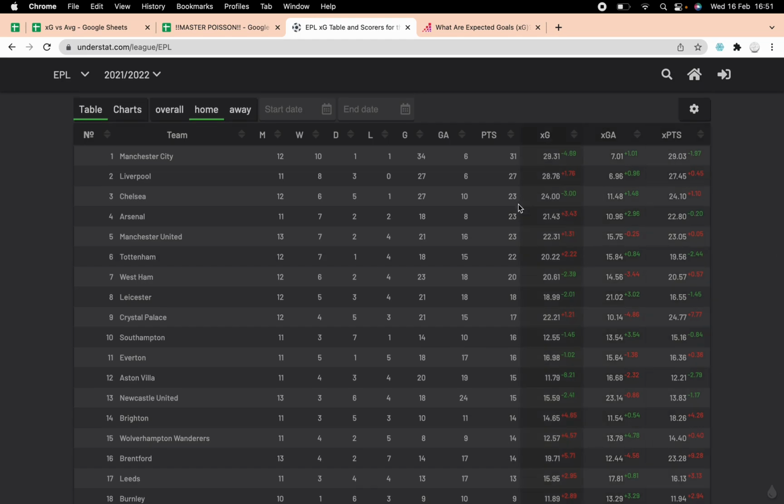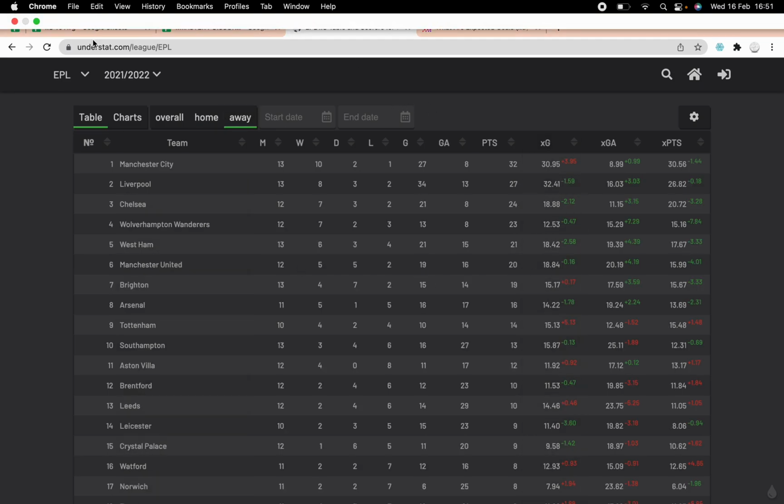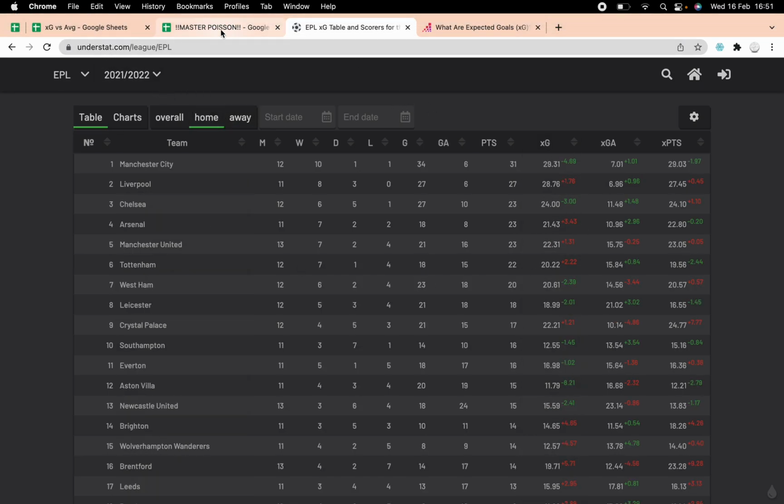You can also do it with points, so you get expected points versus actual points, which is quite an interesting concept, actually. So that's how it is. That's home and that's away. Same difference for both. So how did I do this?